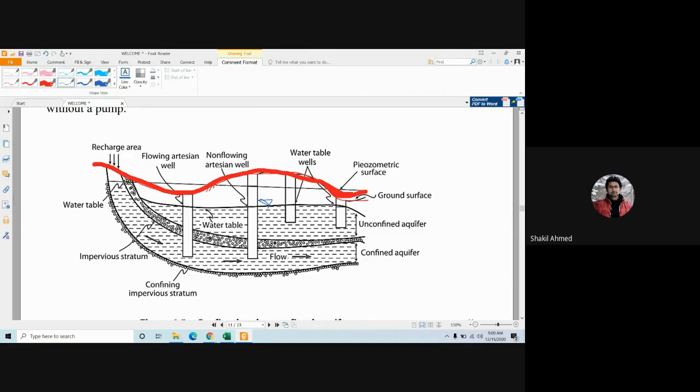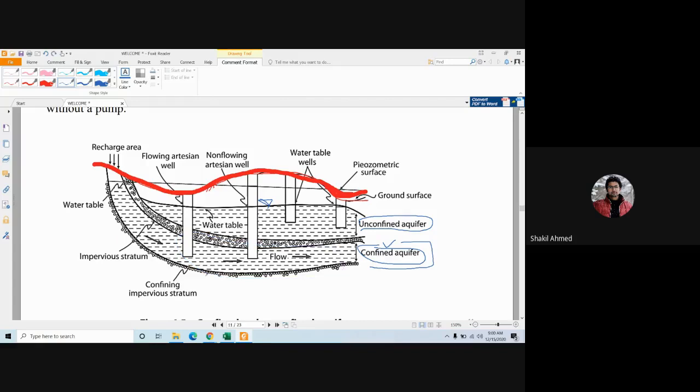Now, you can see there are two types of ground aquifer. One is the unconfined aquifer, another one is the confined aquifer. So, what is the difference between these two? First of all, look at the confined aquifer. Are you following me, guys? Yes, sir. Look at the confined aquifer. Where is the confined? This one is the confined aquifer. This portion.